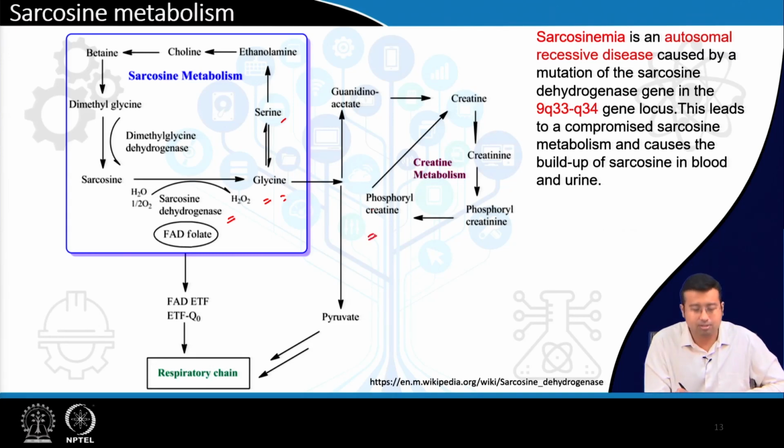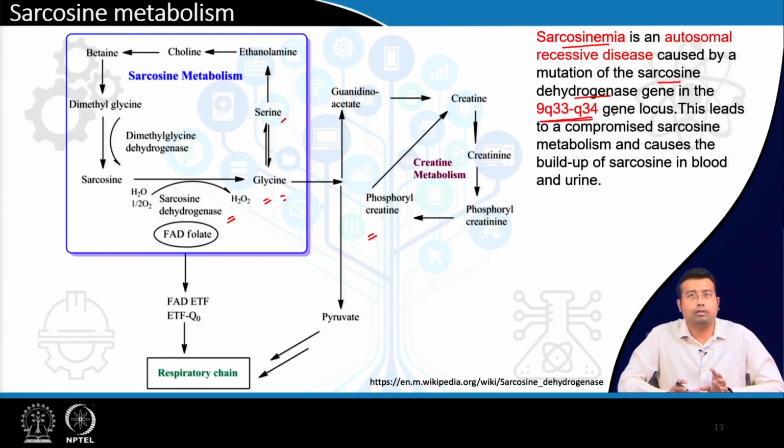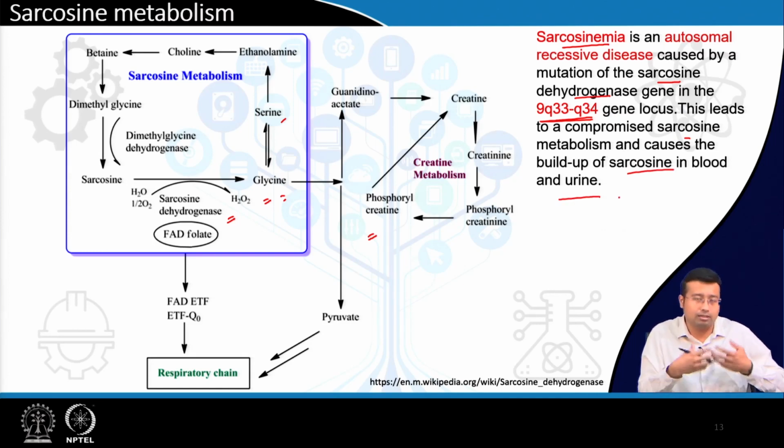So, creatine is one of them. The most important thing to know is you may get a question about sarcosinemia. It is an autosomal recessive disorder which is produced by deficiency of the enzyme sarcosine dehydrogenase, whose gene is located at 9q33 to q34, okay, gene locus, very important. It causes buildup of sarcosine in blood, the sarcosine level remains high in the system, and it is excreted in urine, right.